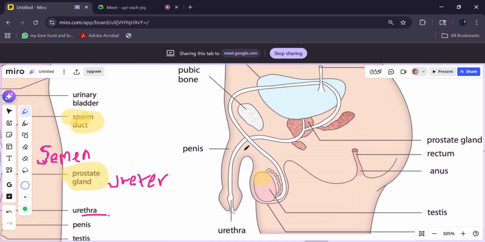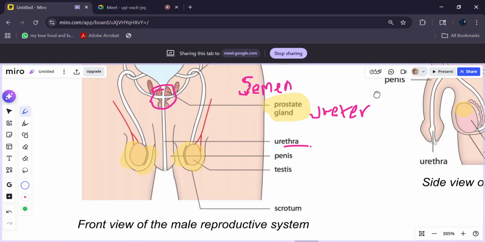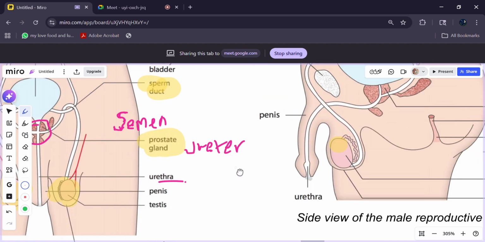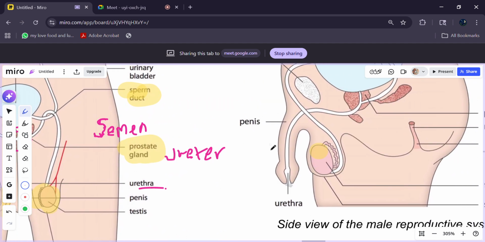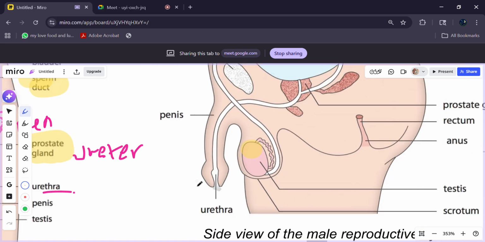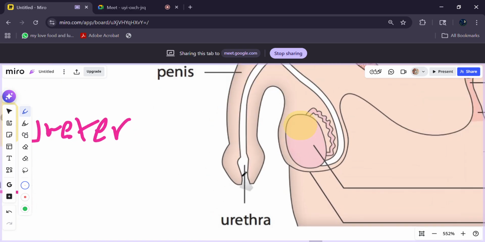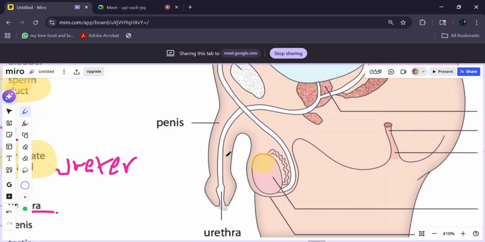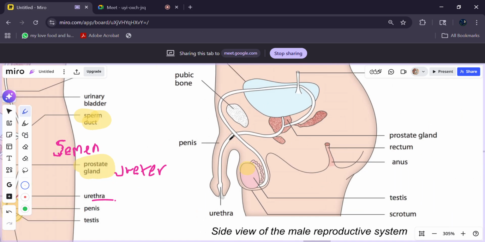Now let's talk about the penis. Right here. The penis is an erectile organ. It enters the vagina during fertilization to deposit sperm. So during fertilization, the penis enters the female vagina and releases the semen, which contains the sperm needed to create a zygote.